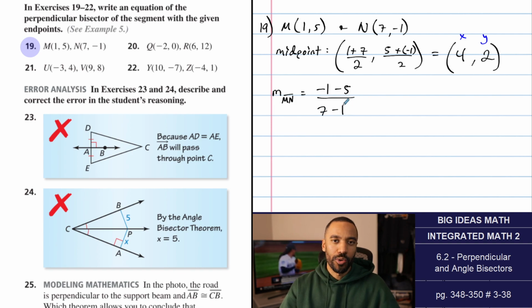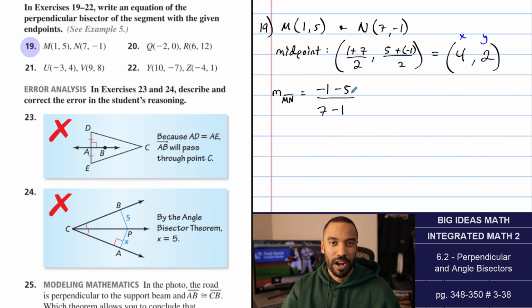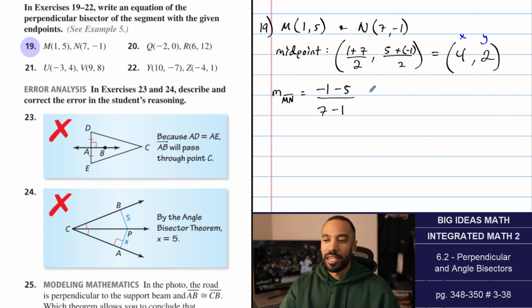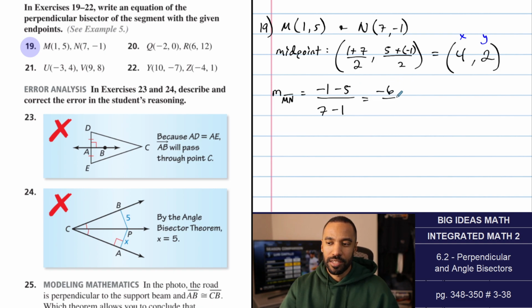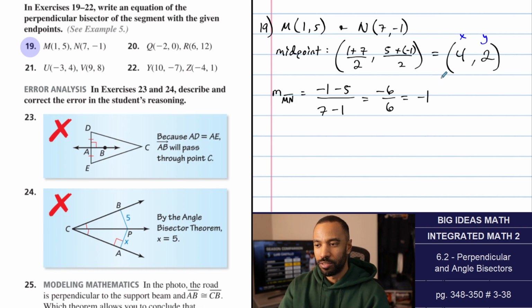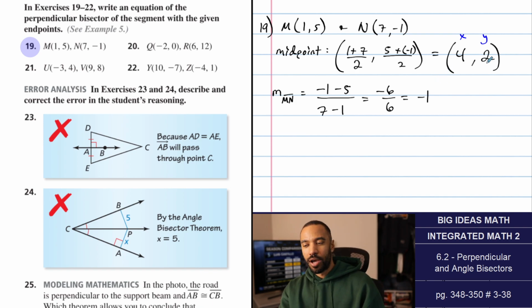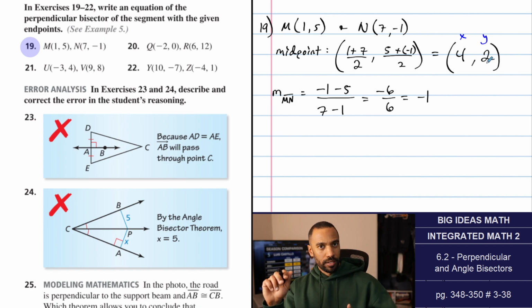And I promise you I'll do graph ones later, but I can't guarantee you have graph paper. I'll attach it down below. But I can't guarantee you have graph paper for this either, right? So this is just, can you understand the physical concept of what's happening here? So this is -1, also known as -1 over 1. That's the slope of this segment.